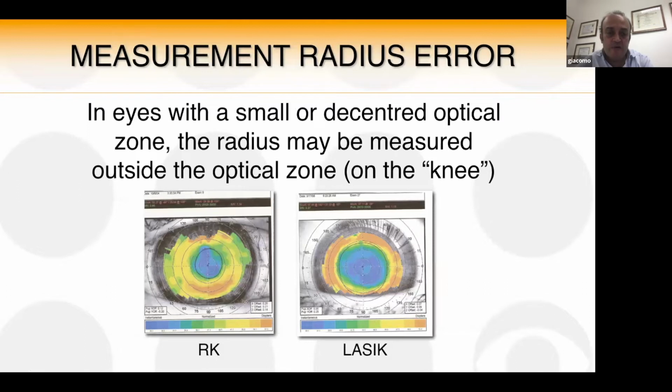The second error is the measurement of the radius error, because when we have small optical zones, that may happen after radial keratotomy, like in this case. In these cases, we would measure the radius out of the optical zone on the periphery, where the curvature is different. This does not happen in large optical zones like the one on the right, but it's a big problem in small or decentered optical zones. You see that the same measurement is taken here on the blue and here on the left on the yellow.